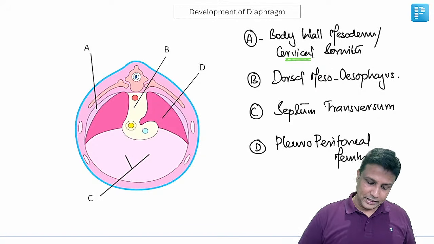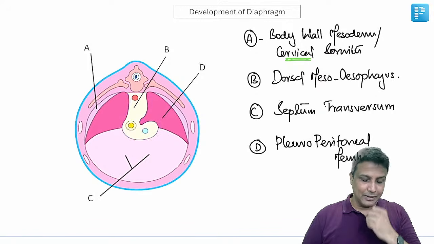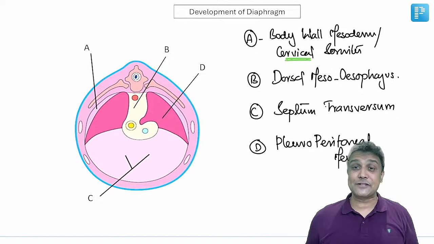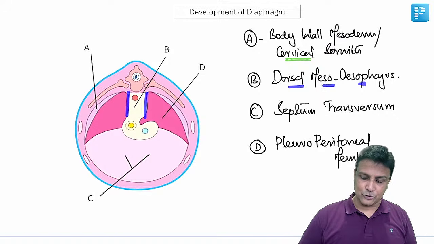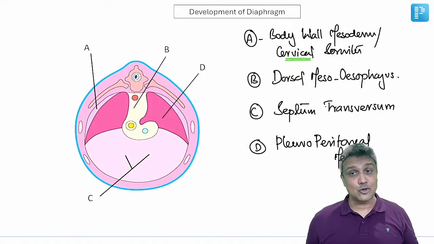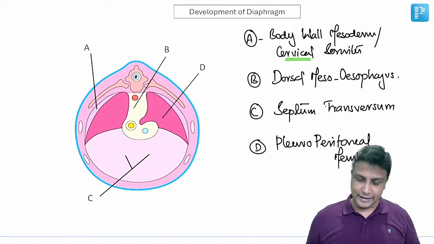And then what about B here? Remember, if this was your esophagus here, then the peritoneum will be coming here, enclosing this one and going back there. The double layer of peritoneum which will be formed here will be known as mesentery. And that is on the dorsal side, the dorsal mesoesophagus, enclosing the esophagus. That is also contributing to the formation of your diaphragm.